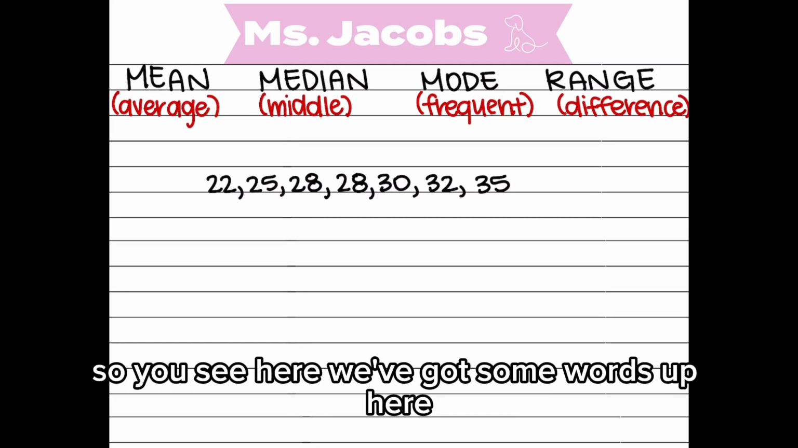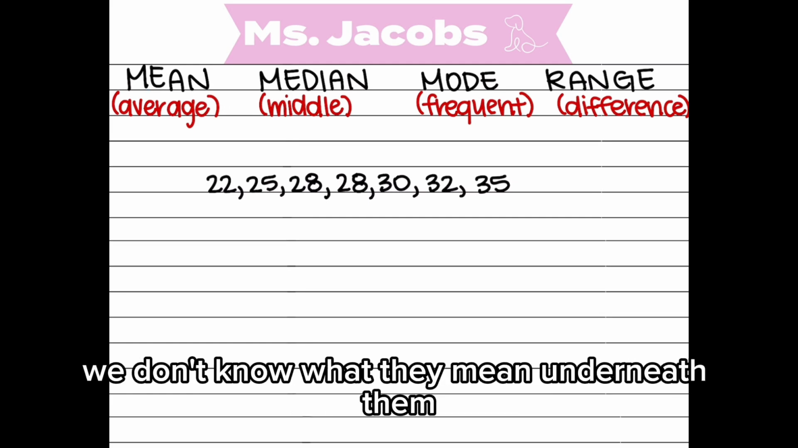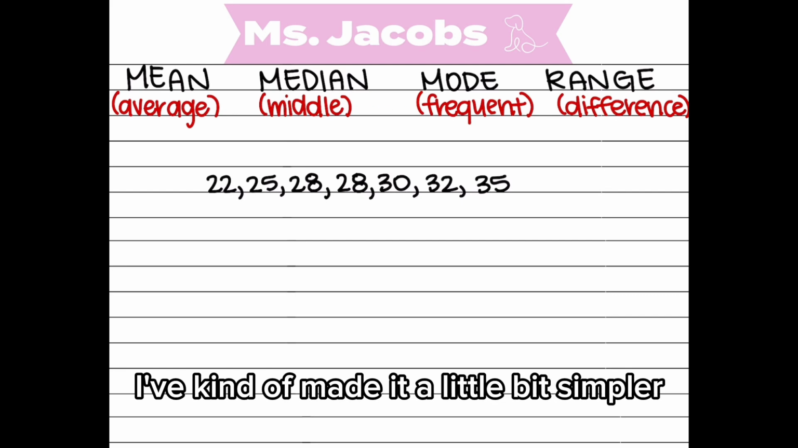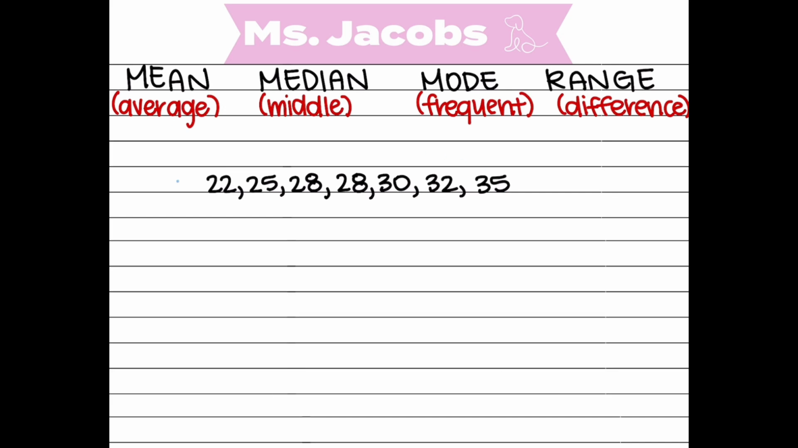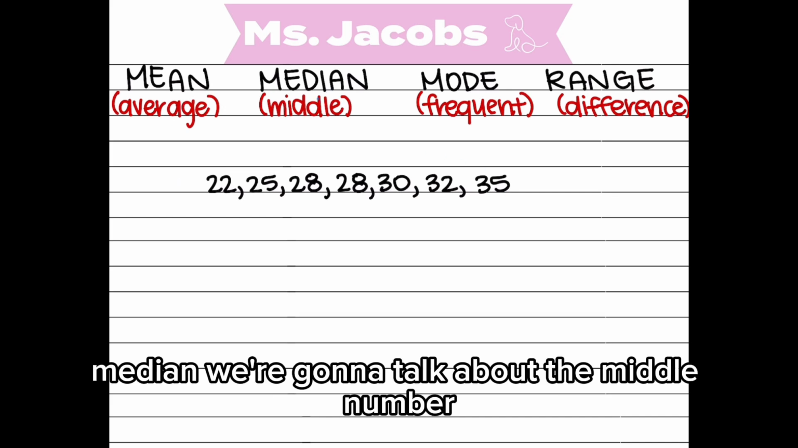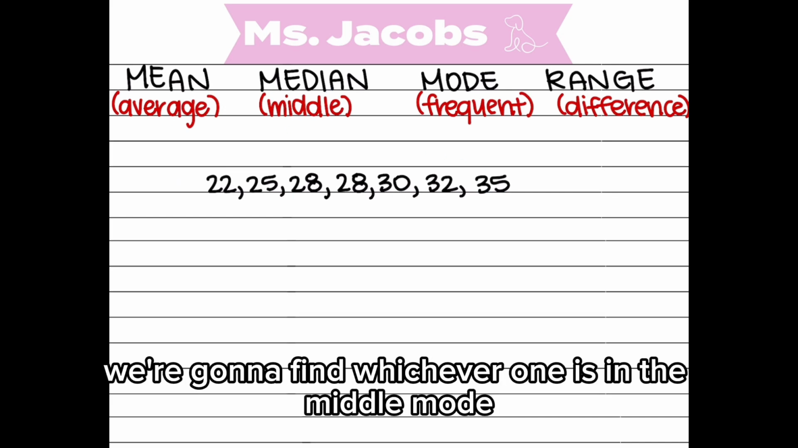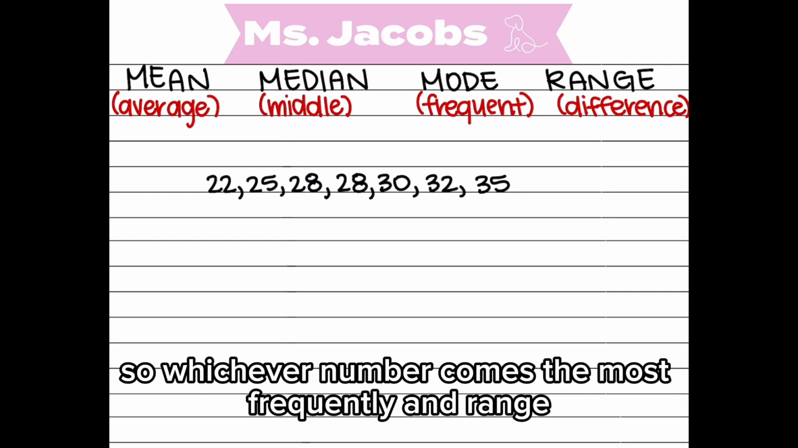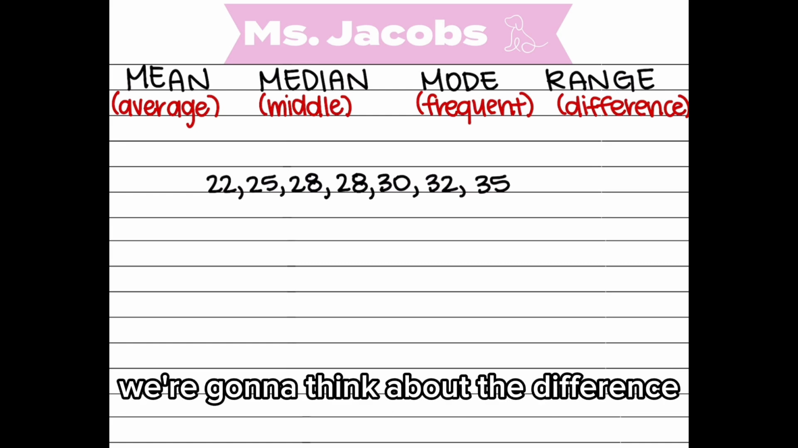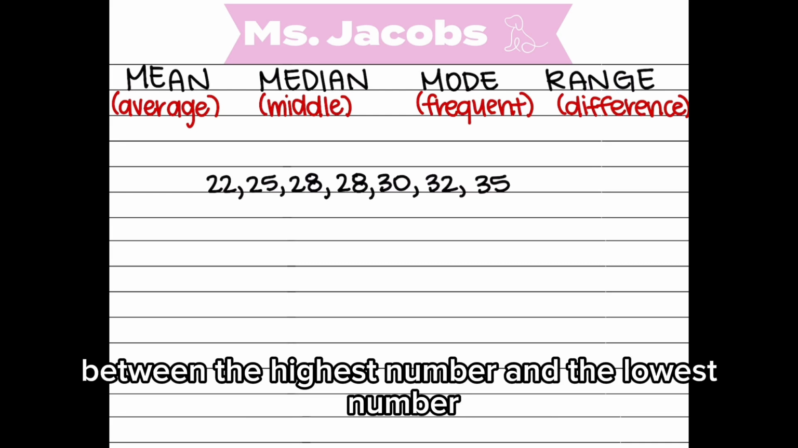So you see here, we've got some words up here we don't know what they mean. Underneath them, I've made it a little bit simpler. I'm going to explain. For our mean, we're going to think about the average of this set of numbers. Median, we're going to talk about the middle number. So we have 7 numbers. We're going to find whichever one is in the middle. Mode, we're going to talk about the most frequent number, so whichever number comes the most frequently. And range, we're going to think about the difference between the highest number and the lowest number.